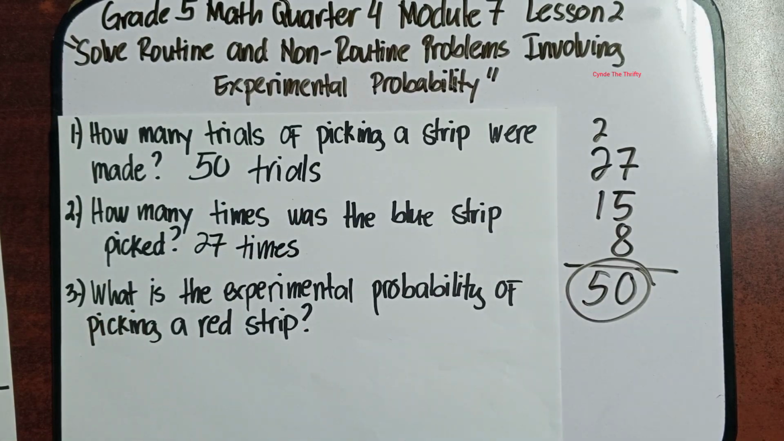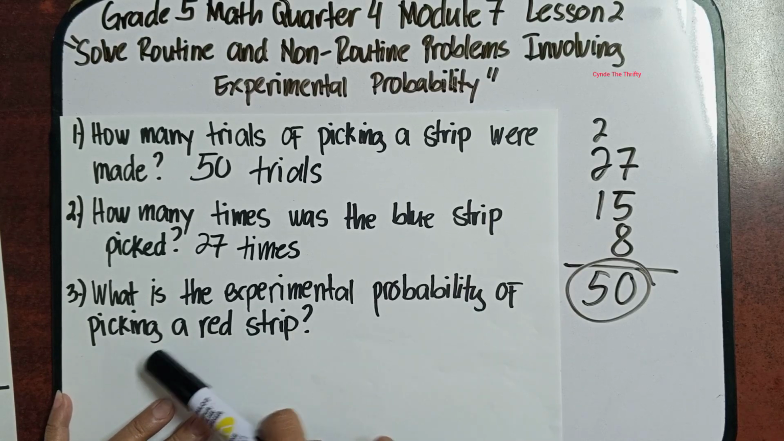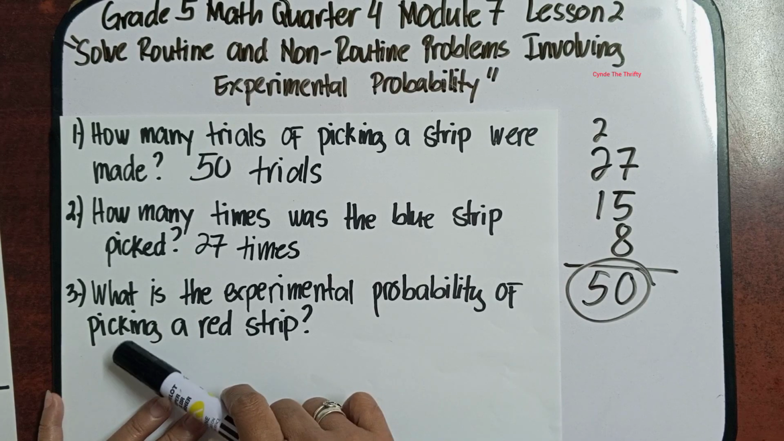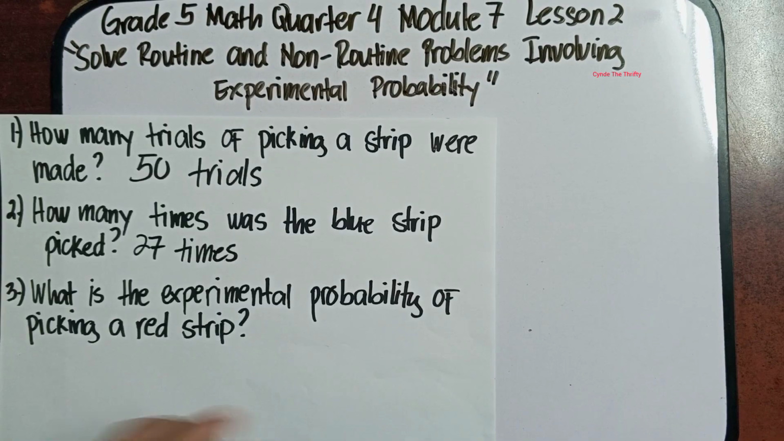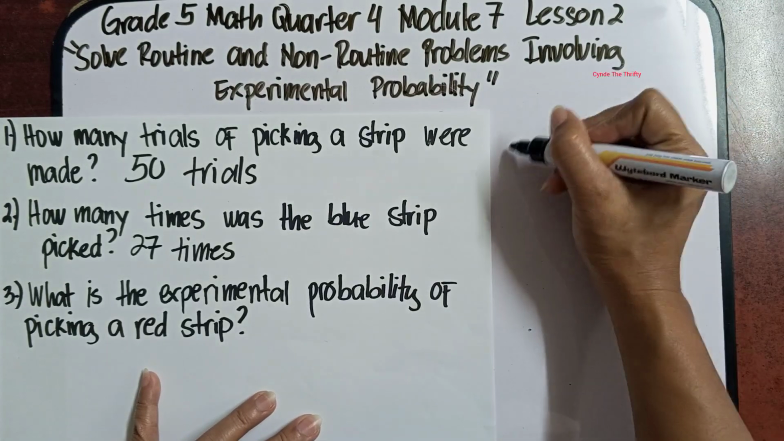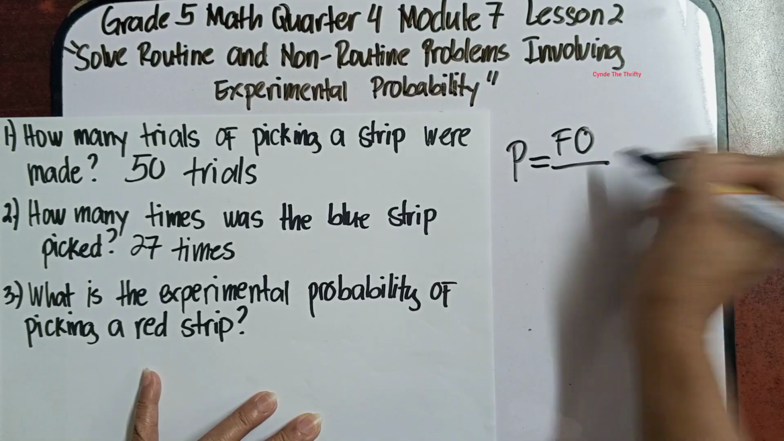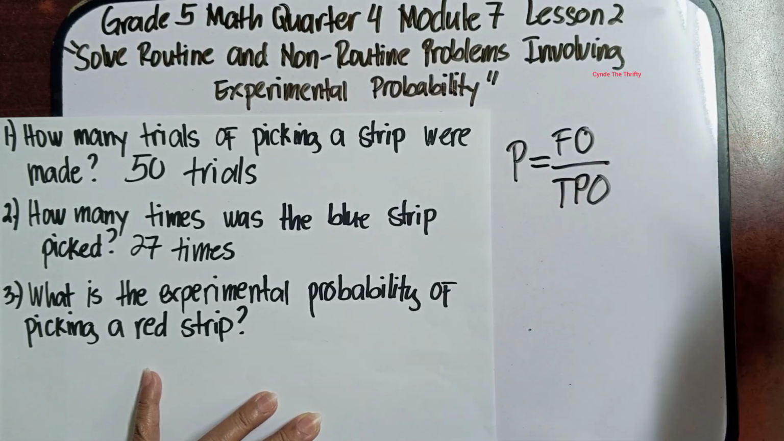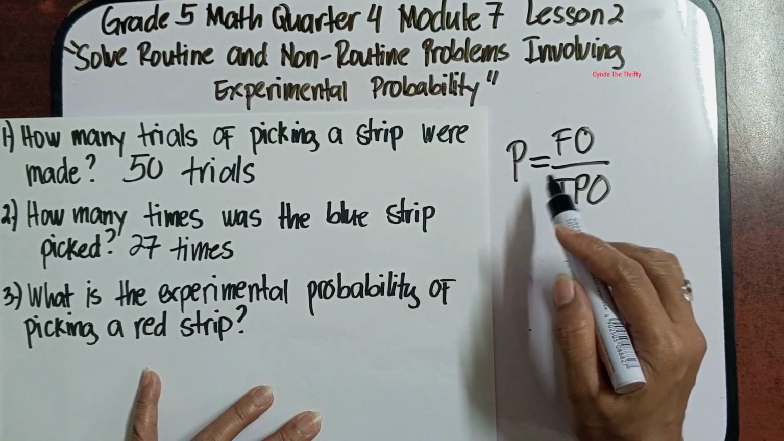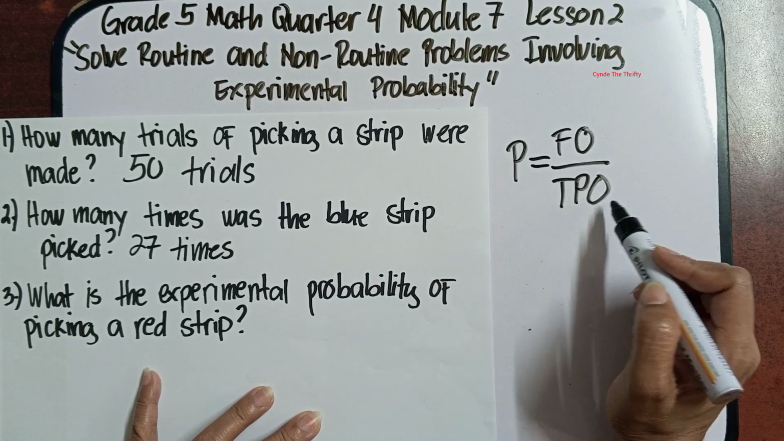And then, ang question number 3 natin, what is the experimental probability of picking a red strip? So, isolve natin kung ano yung experimental probability na na-pick natin yung red strip. Sa pag-solve ng experimental probability, ang ating formula is probability is equal to favorable outcomes divided by the total possible outcomes. Okay? So probability, na pag-aralan na natin ito sa ating previous lesson, is equal to favorable outcomes divided by the total possible outcomes.